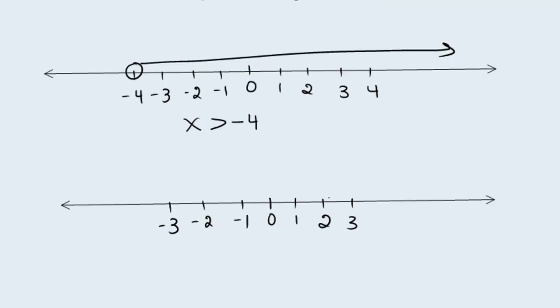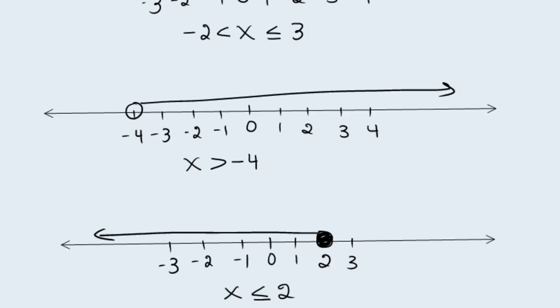Now let's say I want to talk of all the numbers less than or equal to 2. Well, all the numbers less than 2 are on the left, so I make an arrow that way. And since it's or equal to 2, I darken the circle on 2. And these numbers I'm talking about are all real numbers x less than or equal to 2.